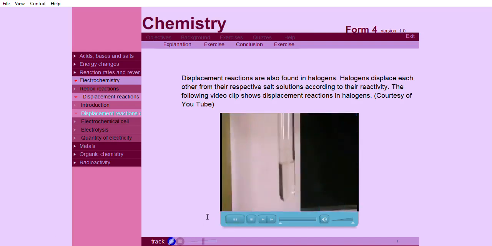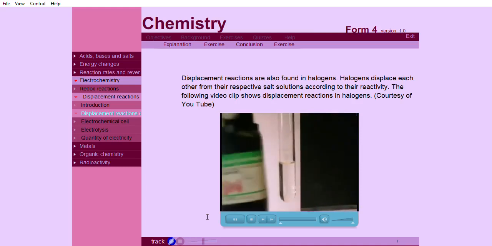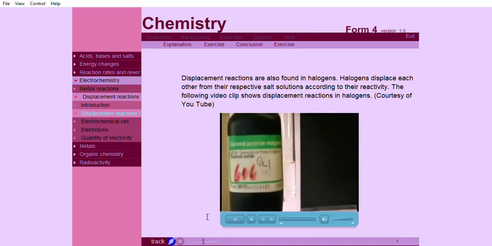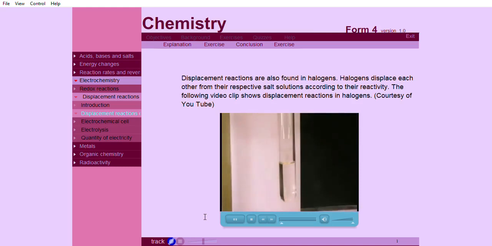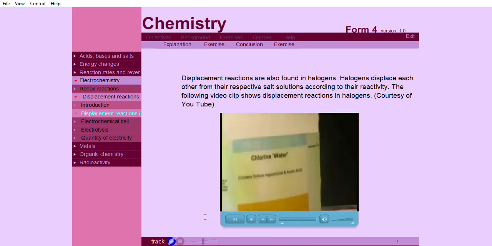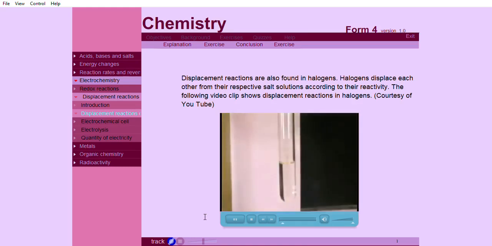So here I've got a solution of sodium iodide. Here I have some chlorine water. And I'm going to add now the chlorine water, which is, as you can see here, a colourless clear liquid. Going to add chlorine water to the iodide solution, the sodium iodide. Here we go.